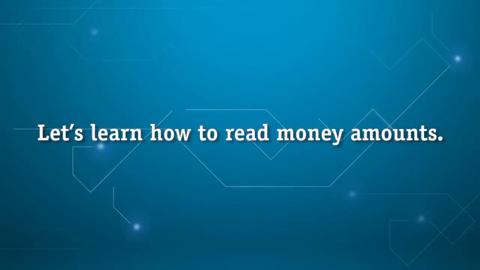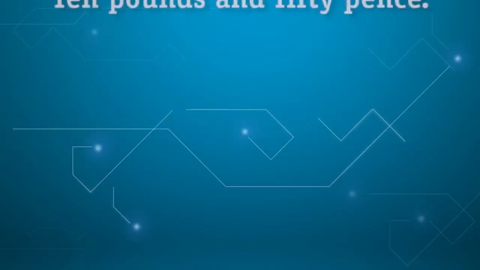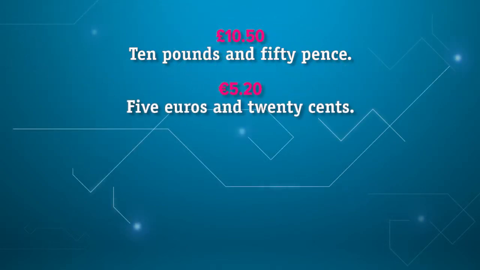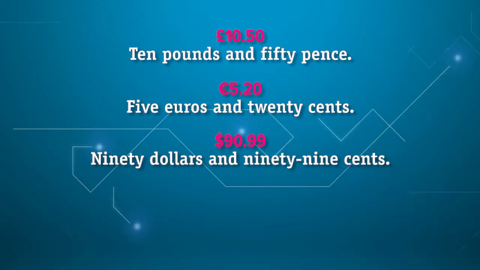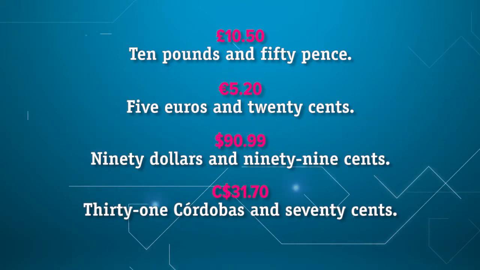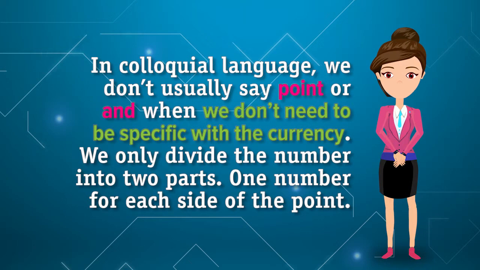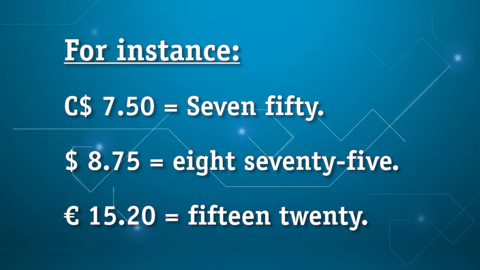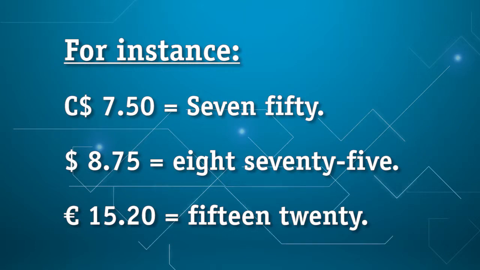Let's learn how to read money amounts. 10 pounds and 50 pence. 5 euros and 20 cents. $90.99. 31 Cordobas and 70 cents. In colloquial language, we don't usually say point or and when we don't need to be specific with the currency. We only divide a number into 2 parts, one number for each side of the point. For instance, 750, 875, 1520.